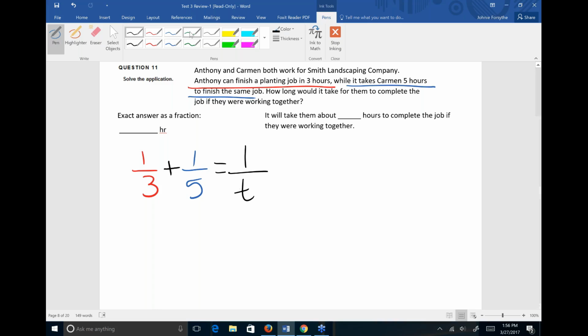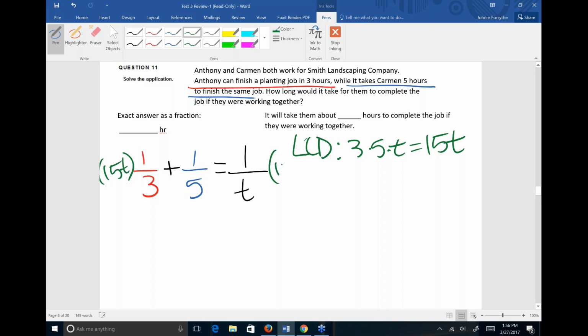Okay, so then we're just going to solve this rational equation. We're going to multiply by the least common denominator. So we have a 3, 5, and a t. So 3 times 5 times t is going to give me my least common denominator, which is 15t. So now we're going to multiply everything here by the least common denominator. So let's multiply 15t, everything here, 15t, everything there. So now let's distribute.